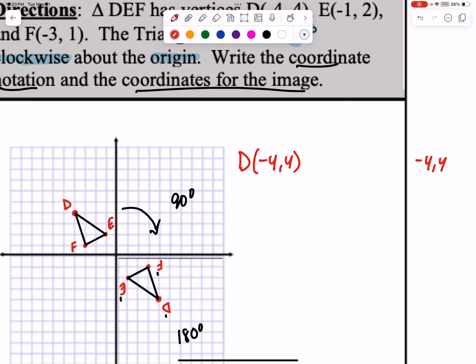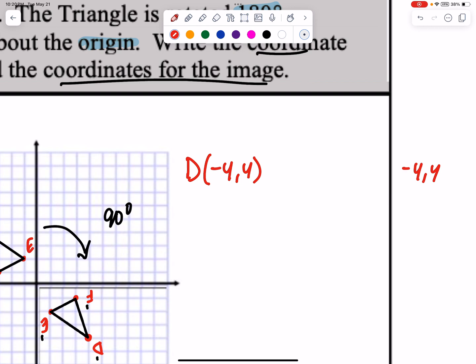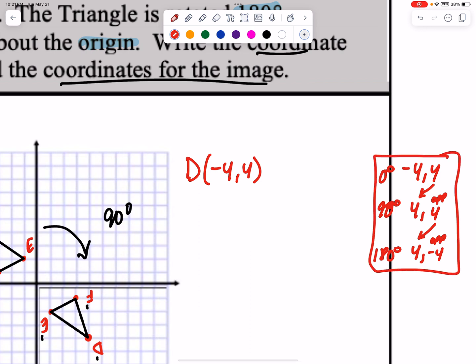Okay, if I went 90, okay, we're going clockwise. Remember, that's draw the arrow. So 4, and this side's opposite. So now we have 4, 4, okay? And then how do I go 180? Draw the arrow. So we have 4, and opposite is -4, okay? So you can see I have 0 degrees, 90 degrees, and 180 degrees. So it's a way to sort of use that understanding of that pattern, okay? And now I almost have created my mapping.